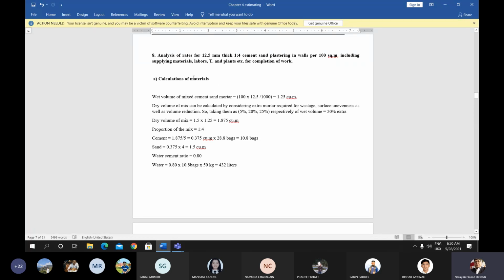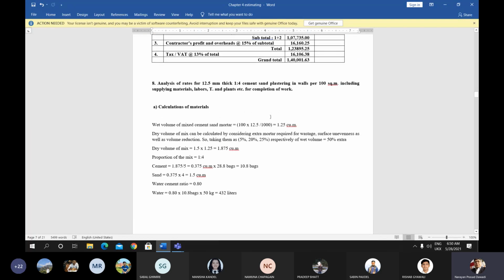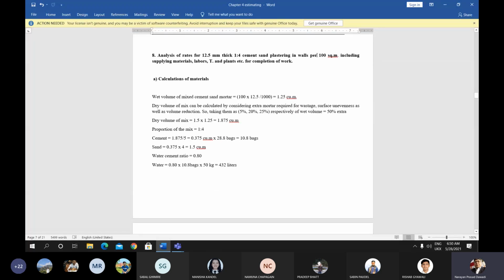Now, calculation of material. How can you calculate the material required for the plaster? Here the area of the plaster is given as 100 square meter. This is the area of the plaster. Now the thickness of the plaster is given as 12.5 mm. So the wet volume of the plaster, which is put on the wall, is the plaster surface of 100 square meter and the thickness of the plaster. This means the work is on the wall or ceiling or floor, etc.